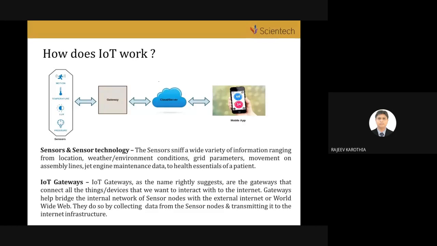So if you are going to become an IoT engineer, first of all you have to learn about these sensors: how you can use the sensor, what the different signal conditioning of the sensor is, and what the characteristics of the sensor are. So that is one important part.